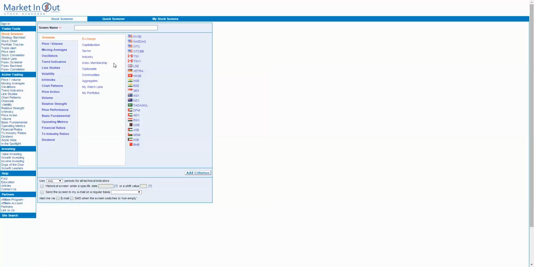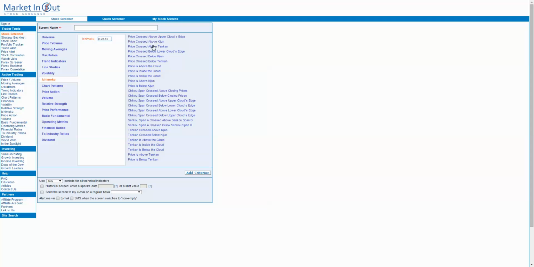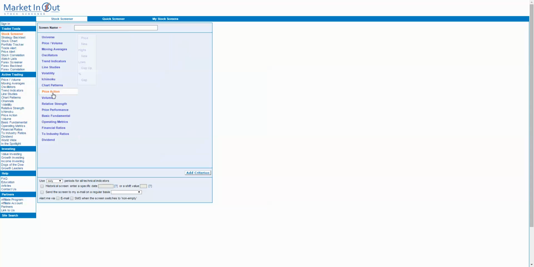Here we go. Okay, so you can see all the things you can screen against. You can select which specific exchange. You can see the whole list of exchanges. You can see there's quite a few technical indicators here, right? You can Ichimoku indicators, right? Price action. So I was pretty impressed with the technical nature of this, and I sampled it.